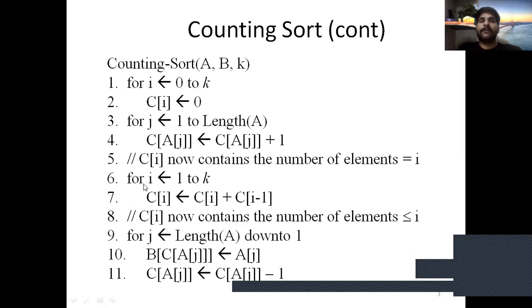Next, we start the for loop i from 1 to k, and under this for loop the C array is updated according to C[i] equals C[i] plus C[i minus 1]. For j starting at length of array down to 1, in this for loop we calculate the array B: B[C[A[j]]] equals A[j], and C[A[j]] is updated to C[A[j]] minus 1.